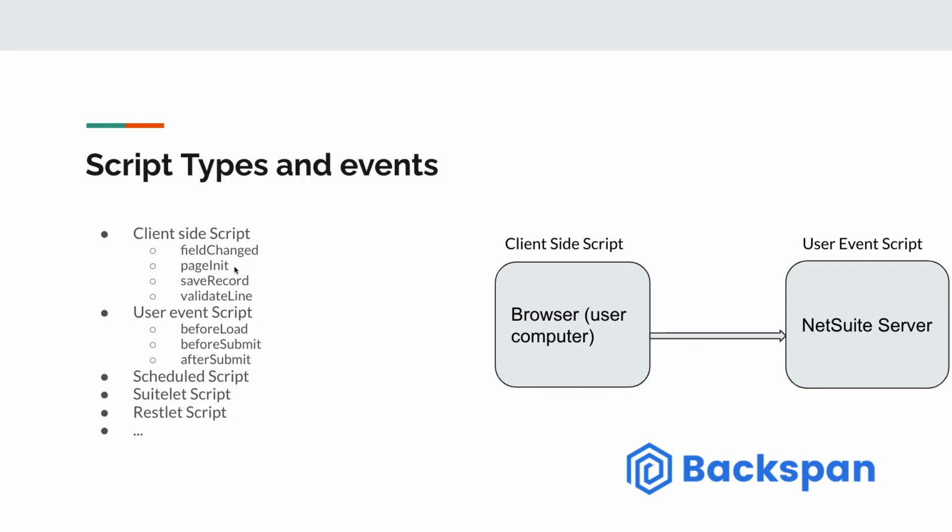I think you have around 7 different events under the client-side script. Now, the same happens here with the user event script. Remember, the user event script is being executed on the server. So on the user event, you have 3 different events. Opposite to the client side, where we have almost 7, on the user event script we actually have only 3. And these are the only 3 that you have. You have before load, you have before submit, and you have after submit. Now remember, the user event script always gets executed on the server.